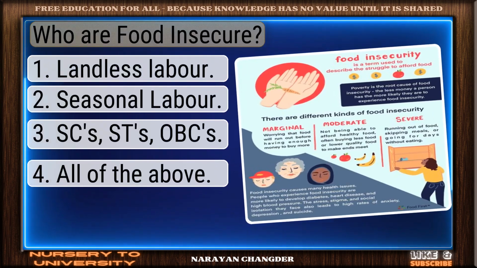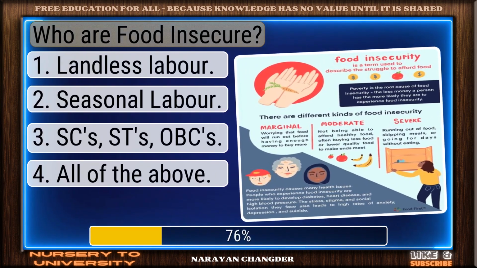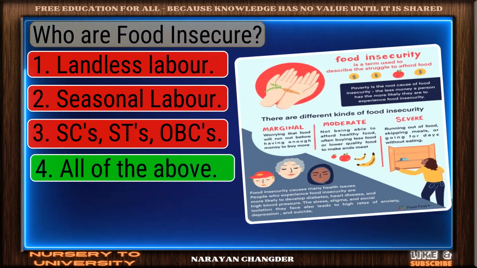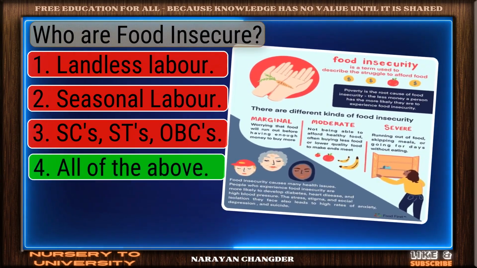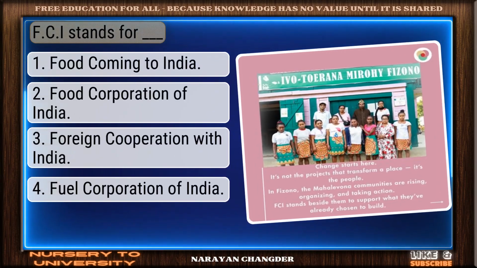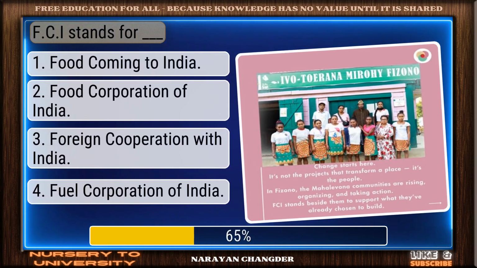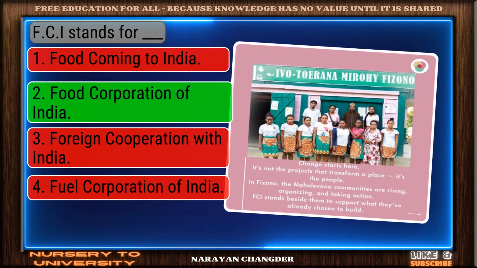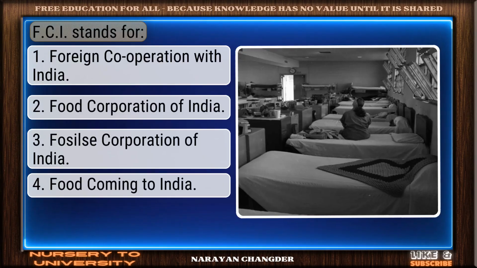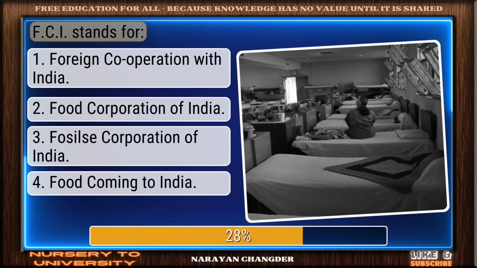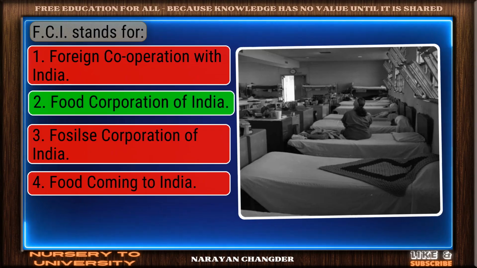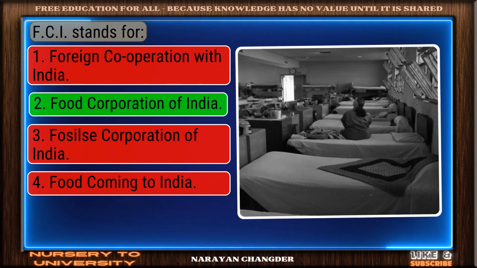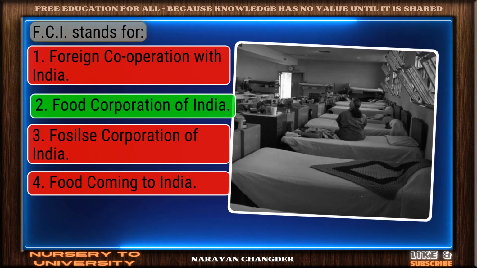Who are food insecure? Nicely done. All of the above is a solid answer. FCI stands for dash. Well done. Food Corporation of India is the right choice. Right again, Food Corporation of India is a valid answer.